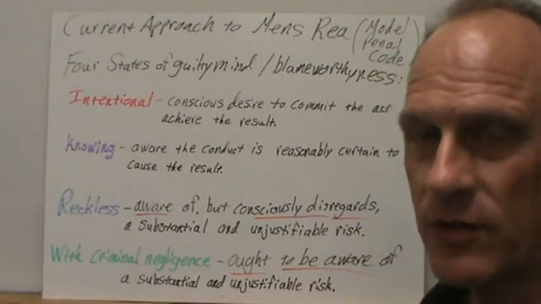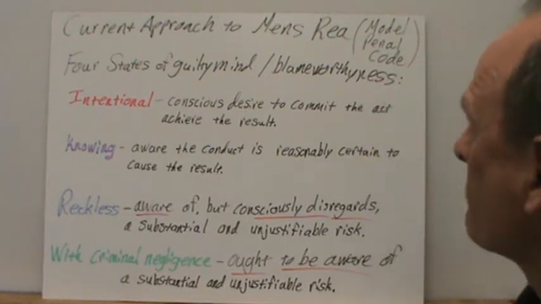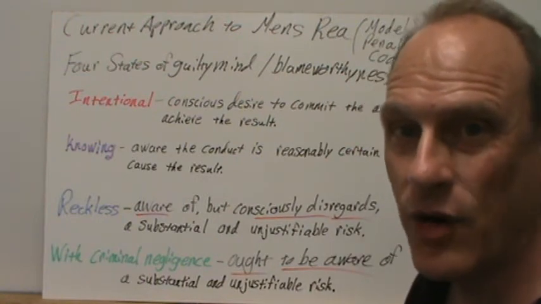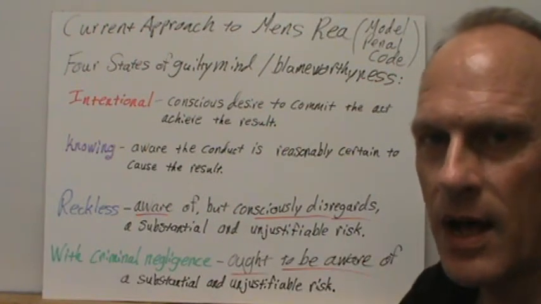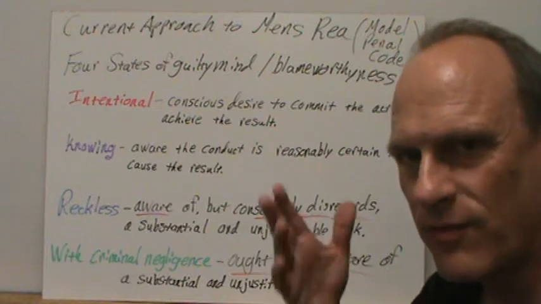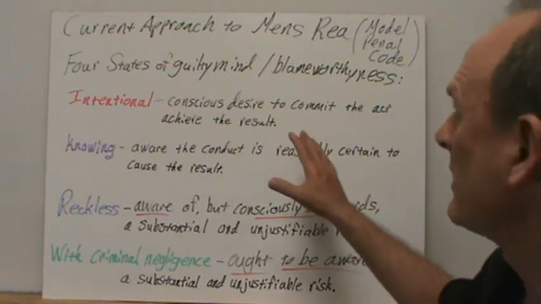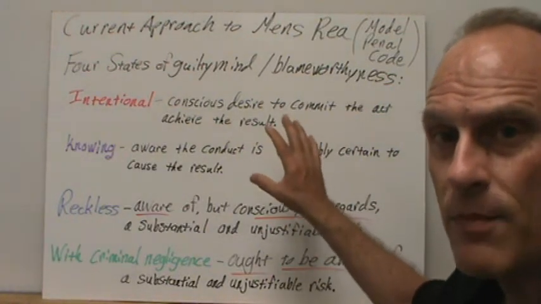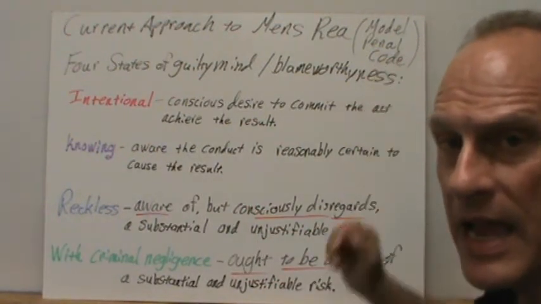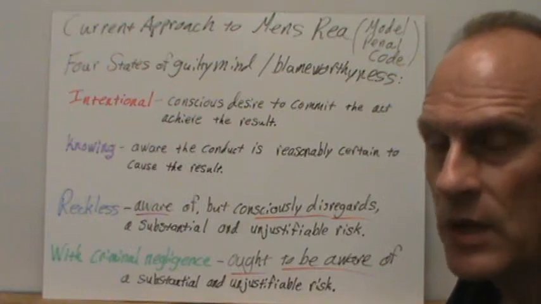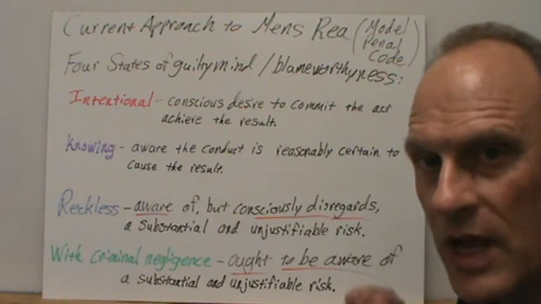Okay, so far we've been talking about the common law approach, the traditional approach to mens rea. What we're going to talk about now is the current approach. There are 4 states of mind: guilty mind, 4 states of blameworthiness, 4 states of mind of culpability, criminal culpability. You can use any of those terms that we see in the modern approach that is demonstrated in the Model Penal Code. Not all states have adopted the Model Penal Code, but even states that have not adopted it may have adopted this particular approach to blameworthiness.